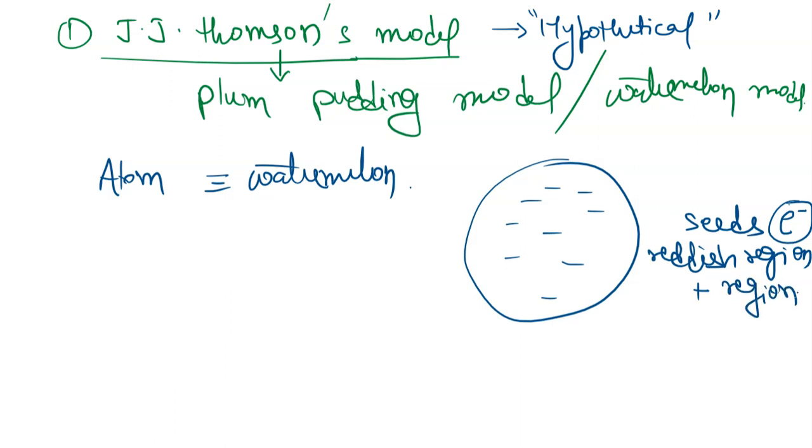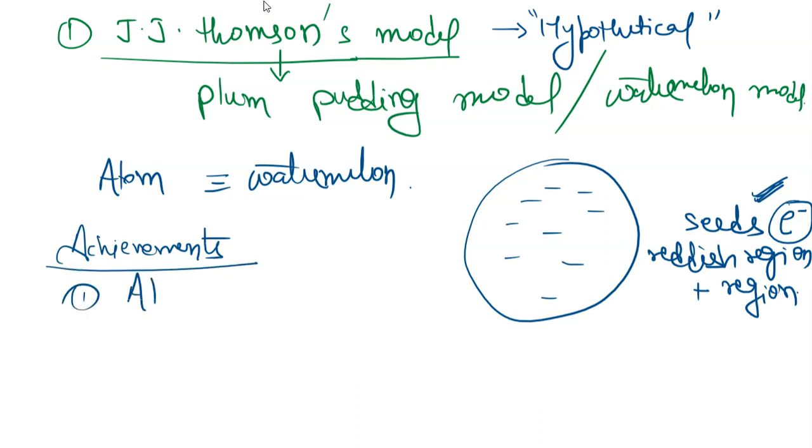Thomson didn't say that the positive charge is carried by any particle, but rather he said that positive charge is present in the region. So here he was wrong. Although he presented the result, he discovered a subatomic particle carrying negative charge and named it electron. But there were certain limitations and certain achievements of this theory. So what were the achievements? A few achievements were there. First, he was able to state that the atom is electrically neutral.